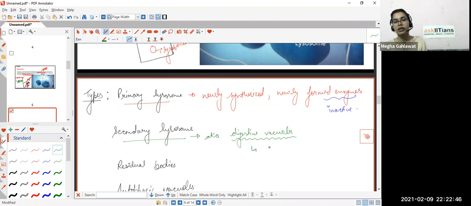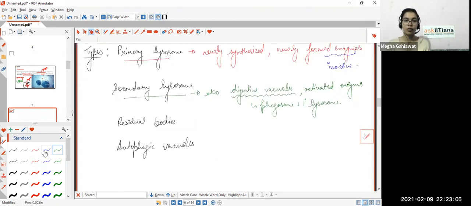Okay, and then we'll have the phagosome plus primary lysosome. Isn't it easy? And also activated enzymes. Activated enzymes, right?